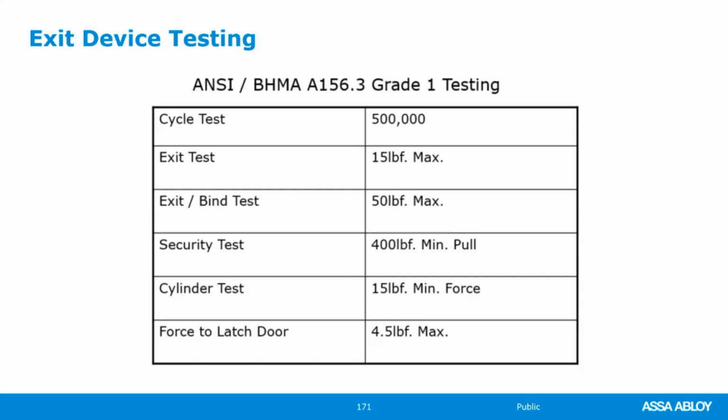So if it's certified, tested to that grade 1 requirements, great. If it says designed to meet grade 1 requirements, that means they didn't even test it. So we certify our products. All the ASA Abloy devices that you see out there are all certified to grade 1. As a matter of fact, we go well above and beyond that testing.